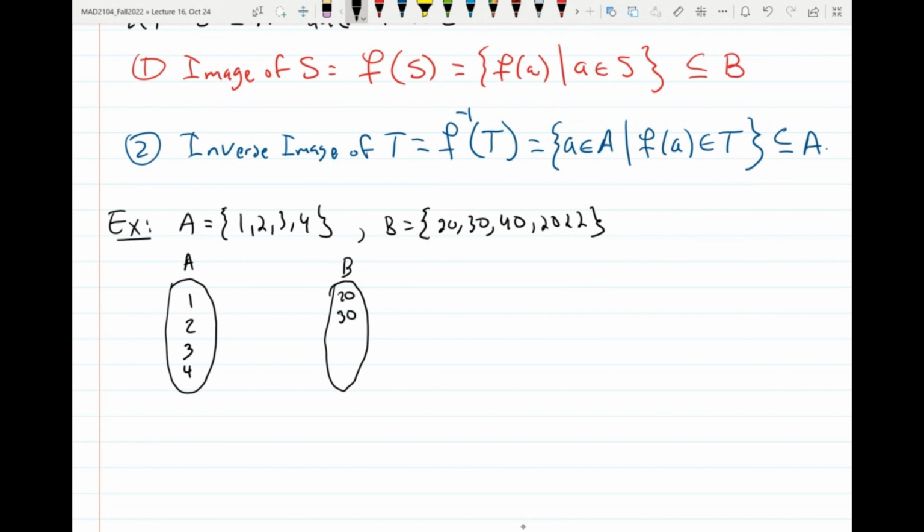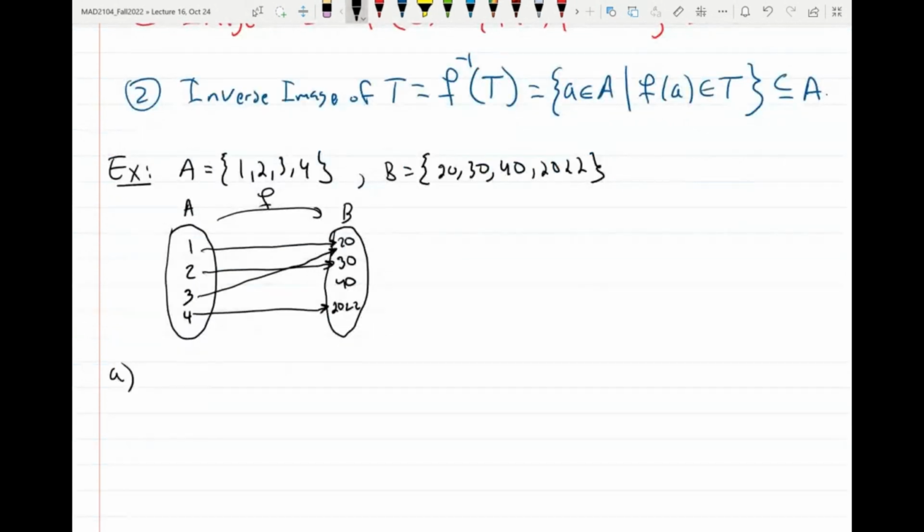And then there's 20, 30, 40, 22, and then we have our function f, and this is what it does. It sends 1 to 20, it sends 2 to 30, it sends 3 to 20, and it sends 4 to 22. This is a function f, okay? Now I'm gonna ask you some questions.